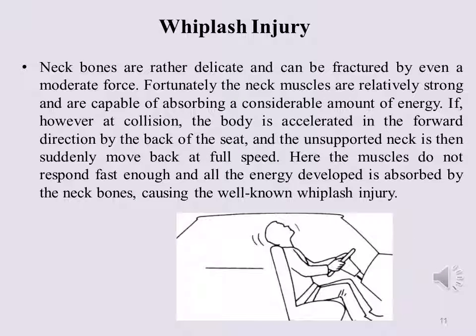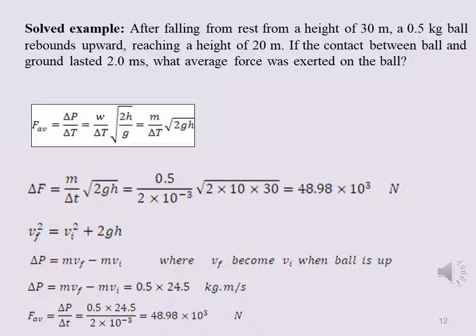Whiplash injury. Neck bones are rather delicate and can be fractured by even a moderate force. Fortunately, the neck muscles are relatively strong and are capable of absorbing a considerable amount of energy. If, however, at collision, the body is accelerated in the forward direction by the back of the seat, and the unsupported neck is then suddenly moved back at full speed, the muscles do not respond fast enough and all the energy developed is absorbed by the neck bones, causing the well-known whiplash injury. The following is a solved example, please try to follow the solution.